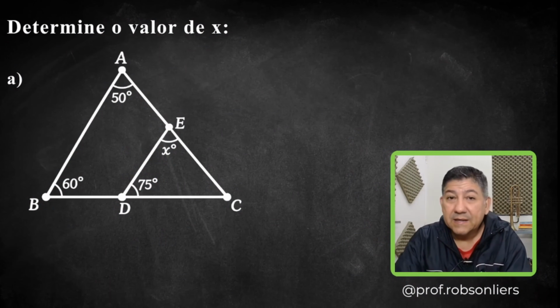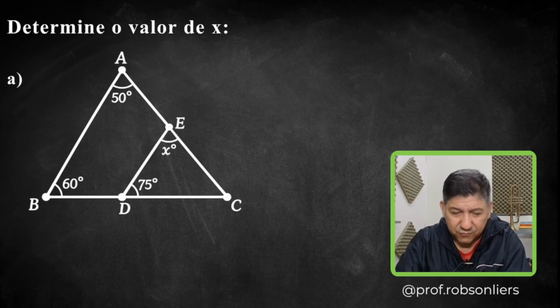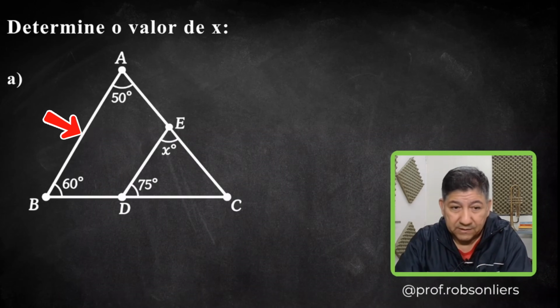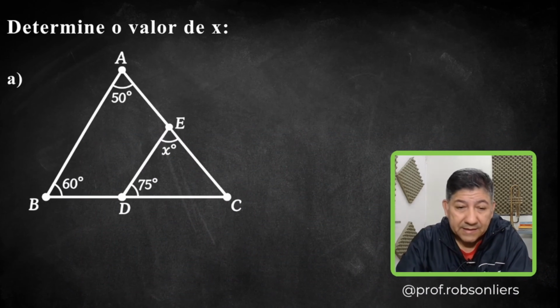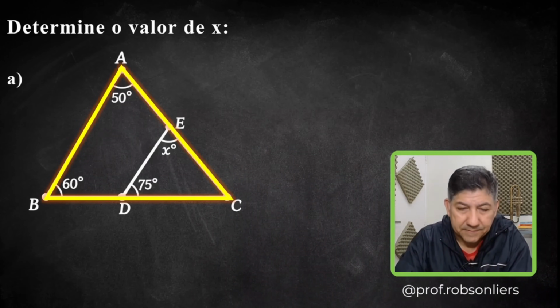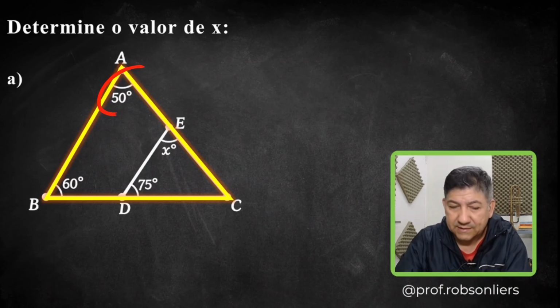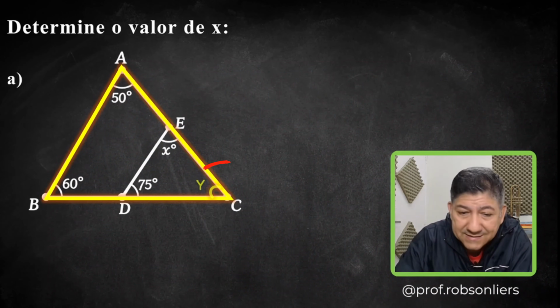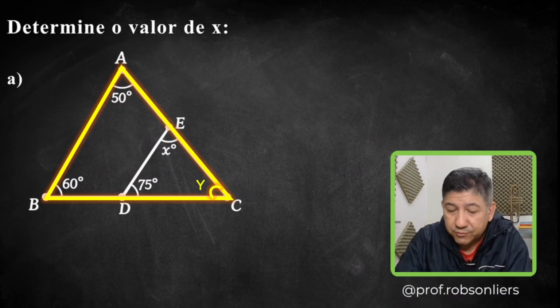Take a look. Here we have, looking at the figure, two triangles. This larger triangle, which is triangle ABC, and this smaller triangle, which is triangle CDE. Looking at this larger triangle, we already have two angles, the 50-degree angle and the 60-degree angle, and we still need to find this angle here, which I'll represent as Y.